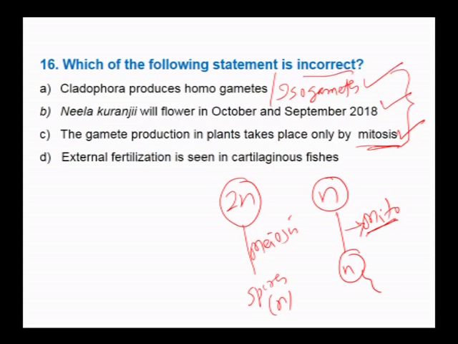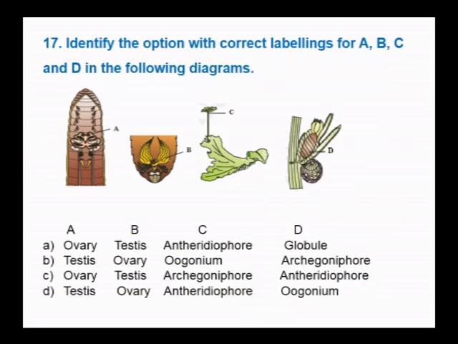External fertilization is seen in cartilaginous fishes. External fertilization is a characteristic of some amphibians and bony fishes, not cartilaginous fishes. In cartilaginous fishes, it is internal fertilization. Sharks have special copulatory organs, claspers, to deposit their sperms into the genital tract of the female. Therefore, in cartilaginous fishes, it is not external, it is internal fertilization. Therefore, the incorrect statement is D. D is the incorrect statement. We shall move on to the next question.